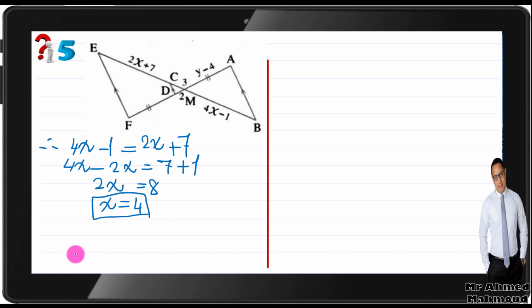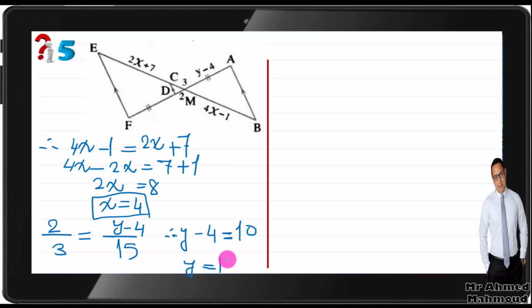Okay, so I'm going to take 2 over 3 equal AM over MB. It will be y minus 4 over 4x minus 1. X equals 4, so 4 times 4, 16 minus 1 equals 15. So y minus 4 equals 2 times 15 over 3, which is 30 over 3, equal 10. Add 4, so y equals 14.